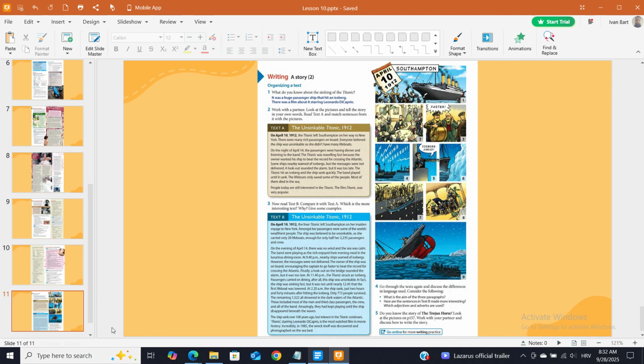3. Now read text B. Compare it with text A. Which is the more interesting text? Why? Give some examples. Text B. The Unsinkable Titanic, 1912.